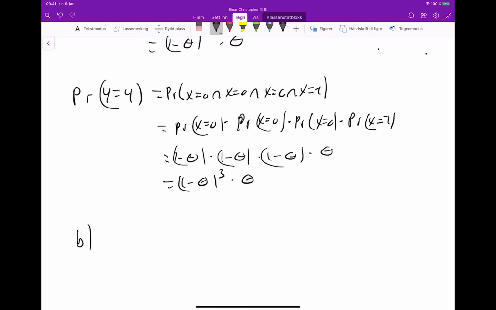B. Explain why the natural space in which y takes its values is 1, 2, 3, and so on. y is an element of it: it could be 1, it could be 2, it could be 3, it could be more. It could be actually almost infinity. That's because we never know when we get the head.